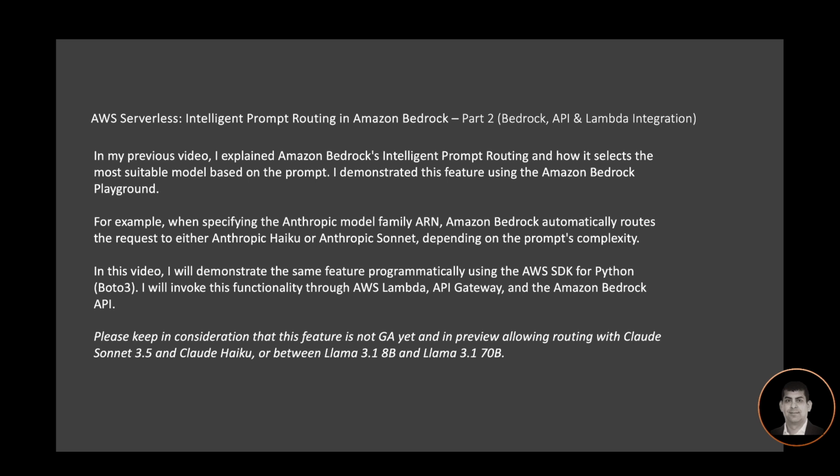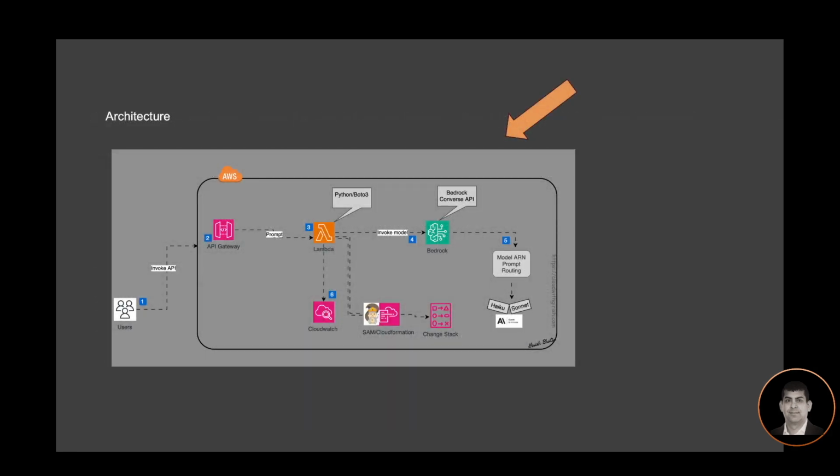In this video, I will demonstrate the same feature programmatically using the AWS SDK for Python. I will invoke this functionality through AWS Lambda, API Gateway, and the Amazon Bedrock API. Please keep in consideration that this feature is not GA yet and is in preview, allowing routing between Claude Sonnet 3.5 and Claude Haiku, or between Llama 3.1 8B and Llama 3.1 70B. Let's look at the architecture.